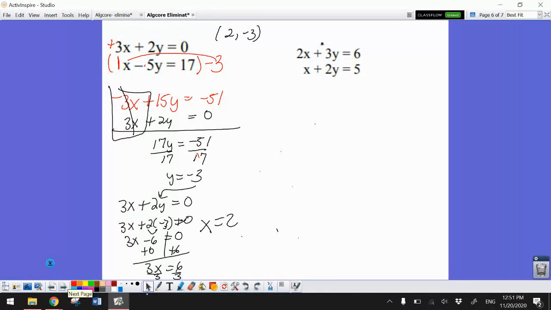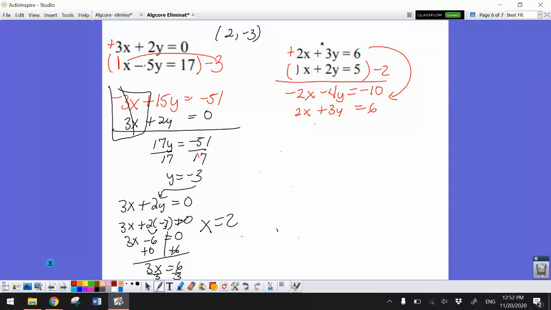Do we have additive inverses? No. Do we have the same numbers? No, we don't even have the same numbers, but I do see a 1. So if this is a positive 2, what am I going to have to multiply this one by? I'm going to have to multiply it by a negative. You're right. So negative 2x, a negative 4y, and a negative 10. And again, I'm going to just rewrite that top equation so I have something organized. And I'm going to go from there. Here are my additive inverses. Take it from there. See if you can get your x and your y.